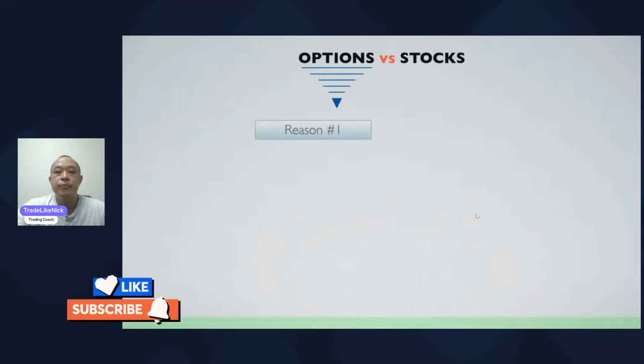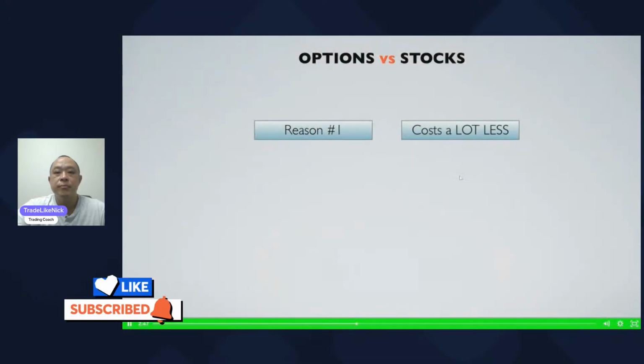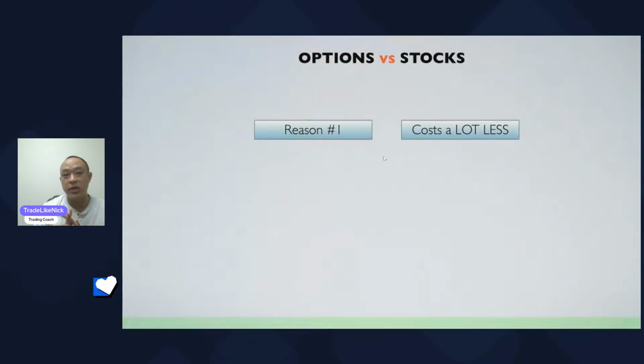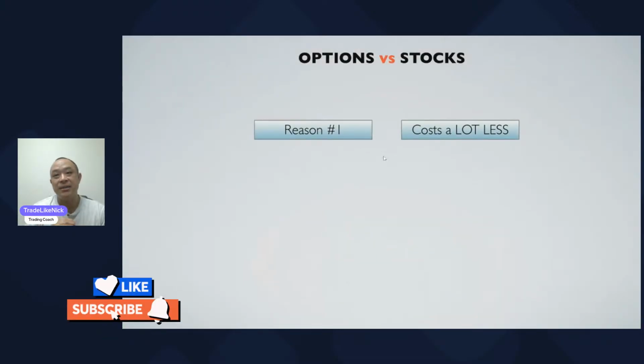The first reason is because it costs a lot less to trade options versus trading stocks. All right, so this is what attracts most people to the options market. They get in because it's a lot cheaper. Honestly, to buy stock, you need at least like $20,000, $30,000, right? To buy a significant amount of shares that actually makes a difference in your portfolio.